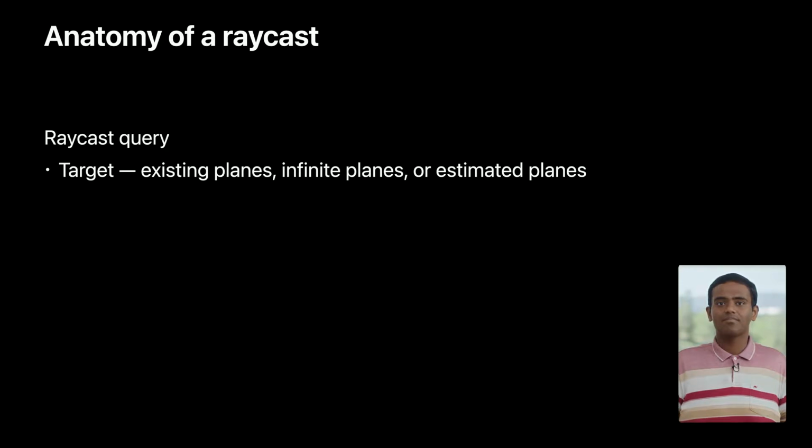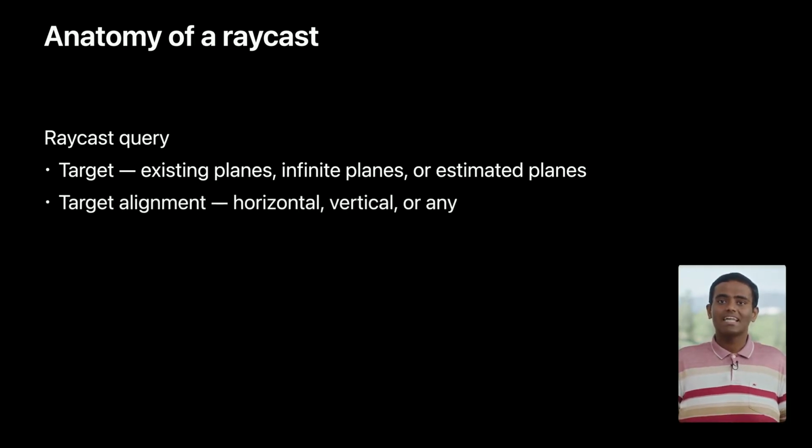Before you start raycasting, you will need to create a raycast query. A raycast query describes the direction and the behavior of the ray used for raycasting. It is composed of a raycast target, which describes the type of surface that a ray can intersect with. Existing planes correspond to planes detected by ARKit while considering the shape and size of the plane. Infinite planes are the same planes, but with the shape and size ignored, and estimated planes are planes of arbitrary orientation formed from the feature points around the surface.